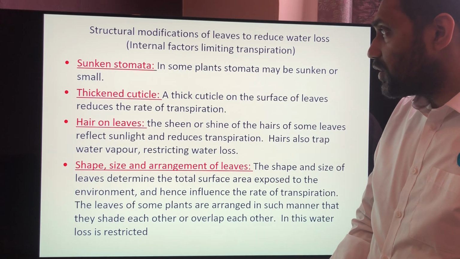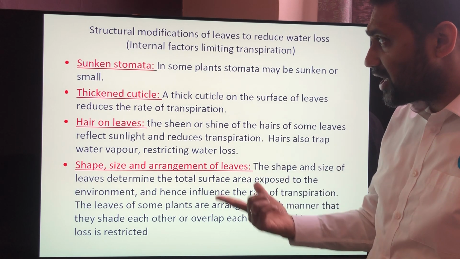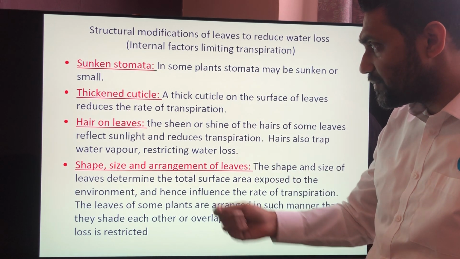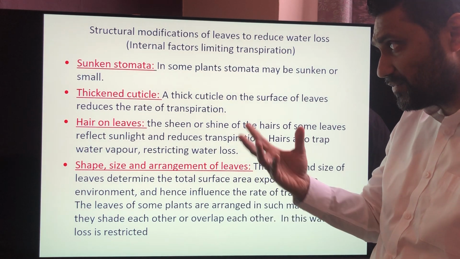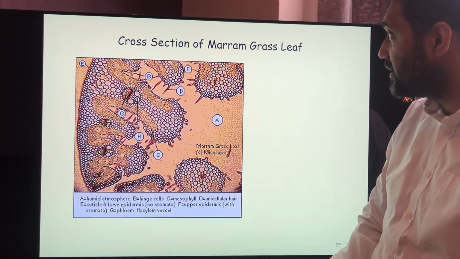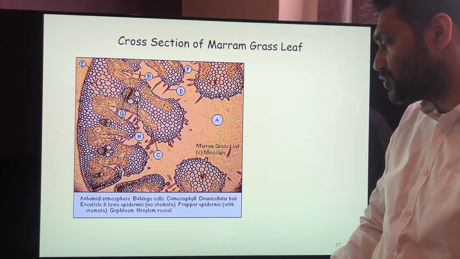So we've covered all of those. We talked about sunken stomata, thickened cuticle, waxy layer. We've got the hairy leaves. Also the shape, size and the arrangement of the leaves will also affect it, and also the stomata too, how many stomata. So that's the cross section of a marram grass that I was just talking about.